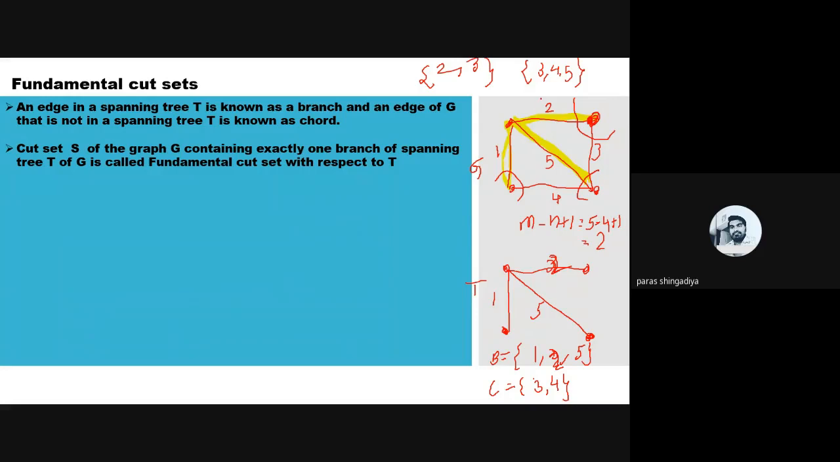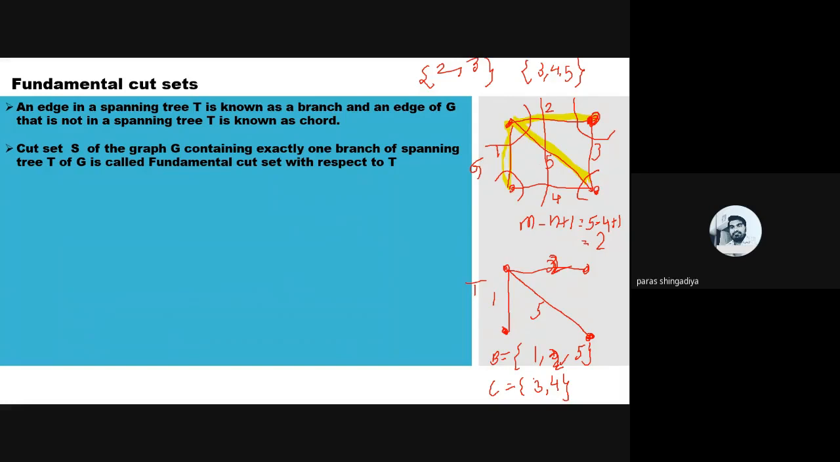But you cannot consider 2, 5, 4. Why? Because it contains 2 branches and only one chord. What is the rule for a fundamental cut set? Only one branch should be involved in the set of edges, and the rest of the edges should be chords. So we cannot consider 2, 5, 4. It is an example of a cut set, but not a fundamental cut set. We also cannot consider 1, 2, and 5. It is an example of a cut set, but not a fundamental cut set.